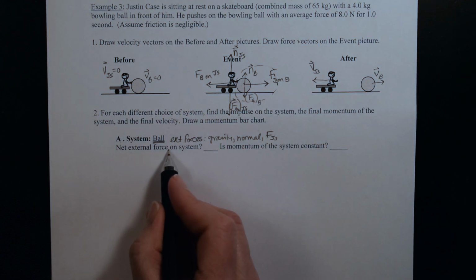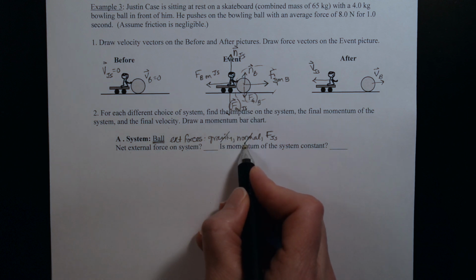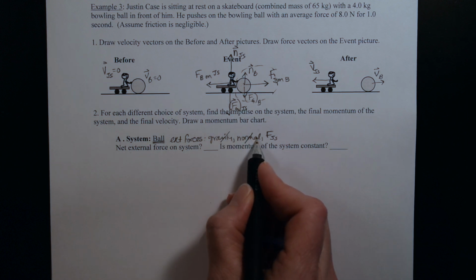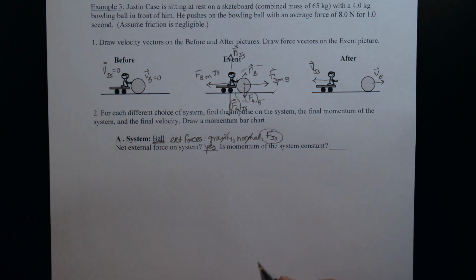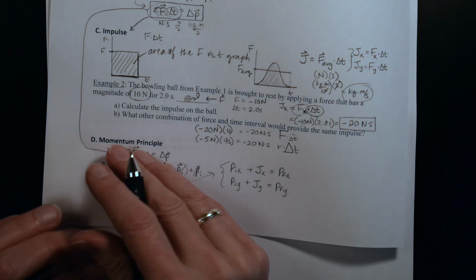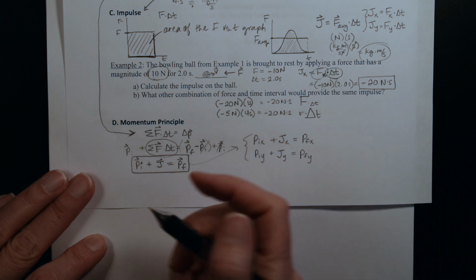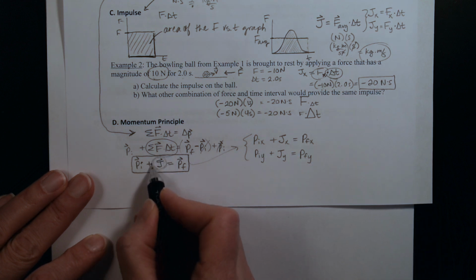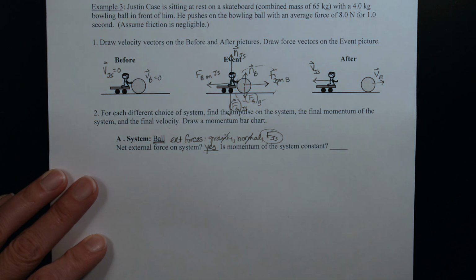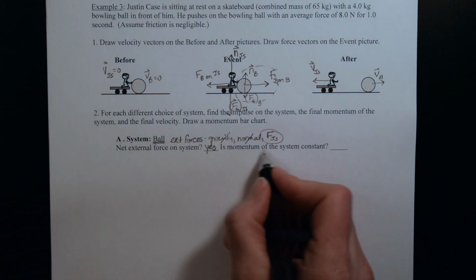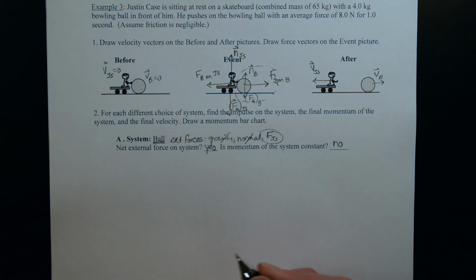Now, is there a net external force? Well, gravity and normal are balanced out in the vertical direction. So there is an external force, which is this one. So yes. Is momentum of the system constant? The momentum of the system will be constant if there is no net external force. If there is no net external force, then there's no impulse, and then the momentum will be constant. But if there is an impulse from a net external force, then the momentum will not be constant. So no, it will not be constant.